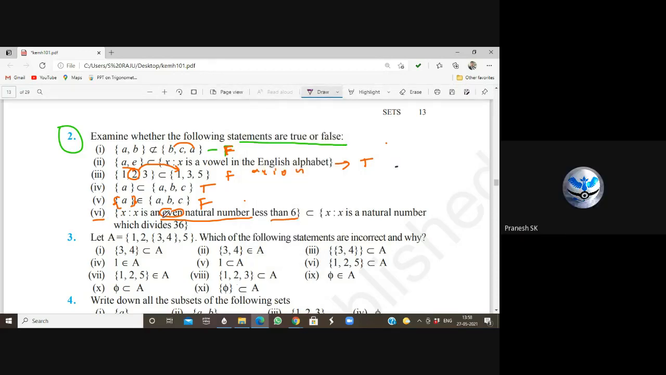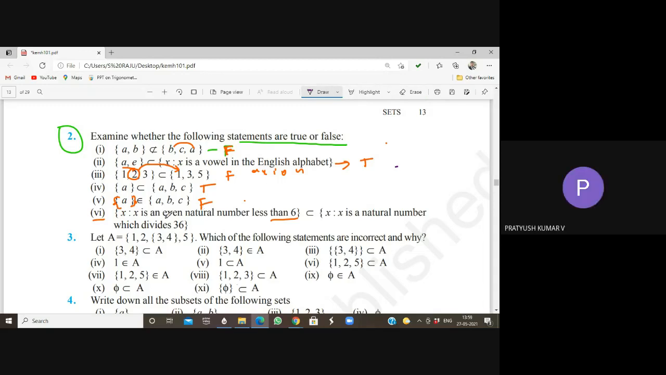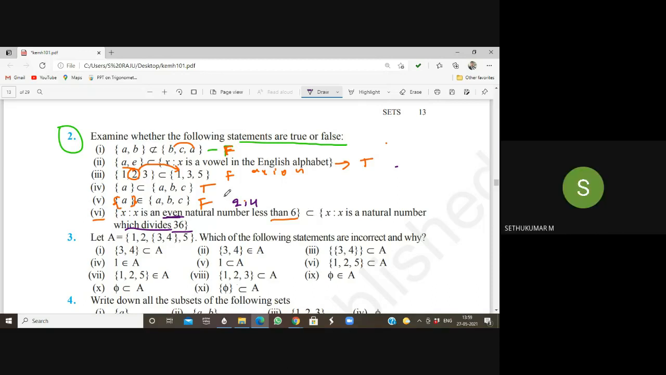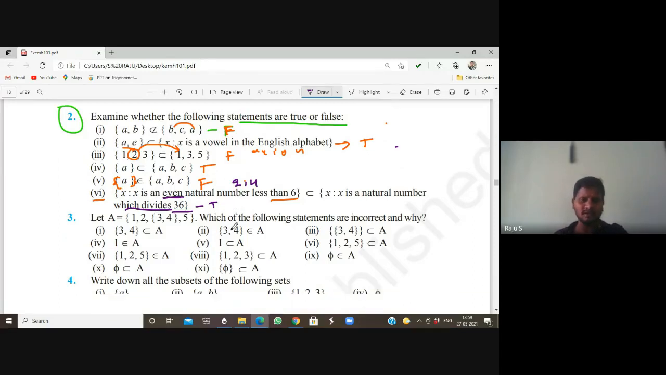Sir, false. See what we get. Even means, true, sir. Even natural number. What are the even natural numbers less than 6? 2 and 4. Are 2 and 4 natural numbers that divide 36? Both divide. Yes, sir. Then it is true. Am I right?